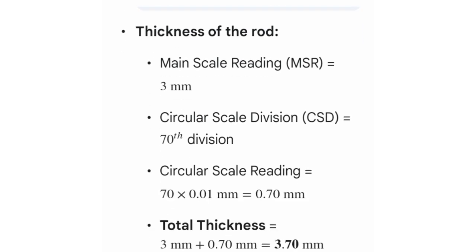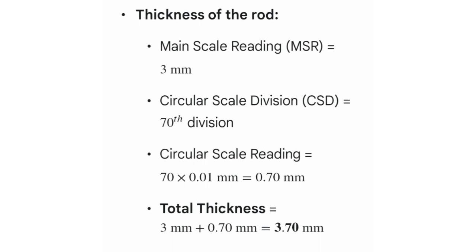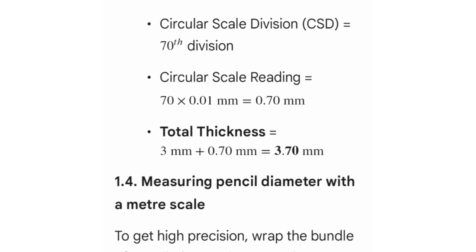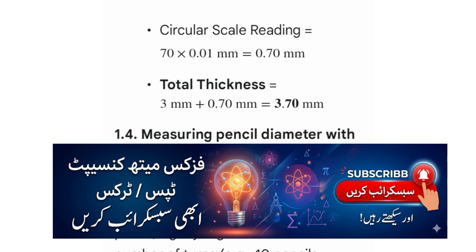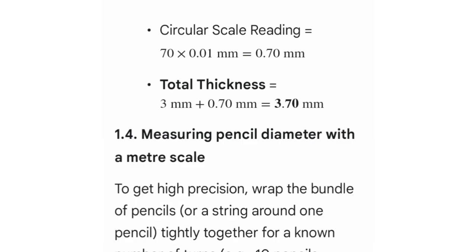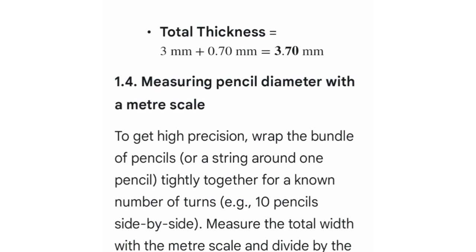Now we measure the thickness of a rod. Here the main scale reading is 3 millimeter, while the circular scale division that coincides with the datum line is 70. So in order to get the circular scale reading, we multiply 70 by the least count of the screw gauge, that is 0.01 millimeter. So we get the reading of the circular scale as 0.70 millimeter. In order to find total thickness, we add main scale reading and circular scale reading, meaning 3 millimeter plus 0.7 millimeter, and we get the final answer as 3.70 millimeter.